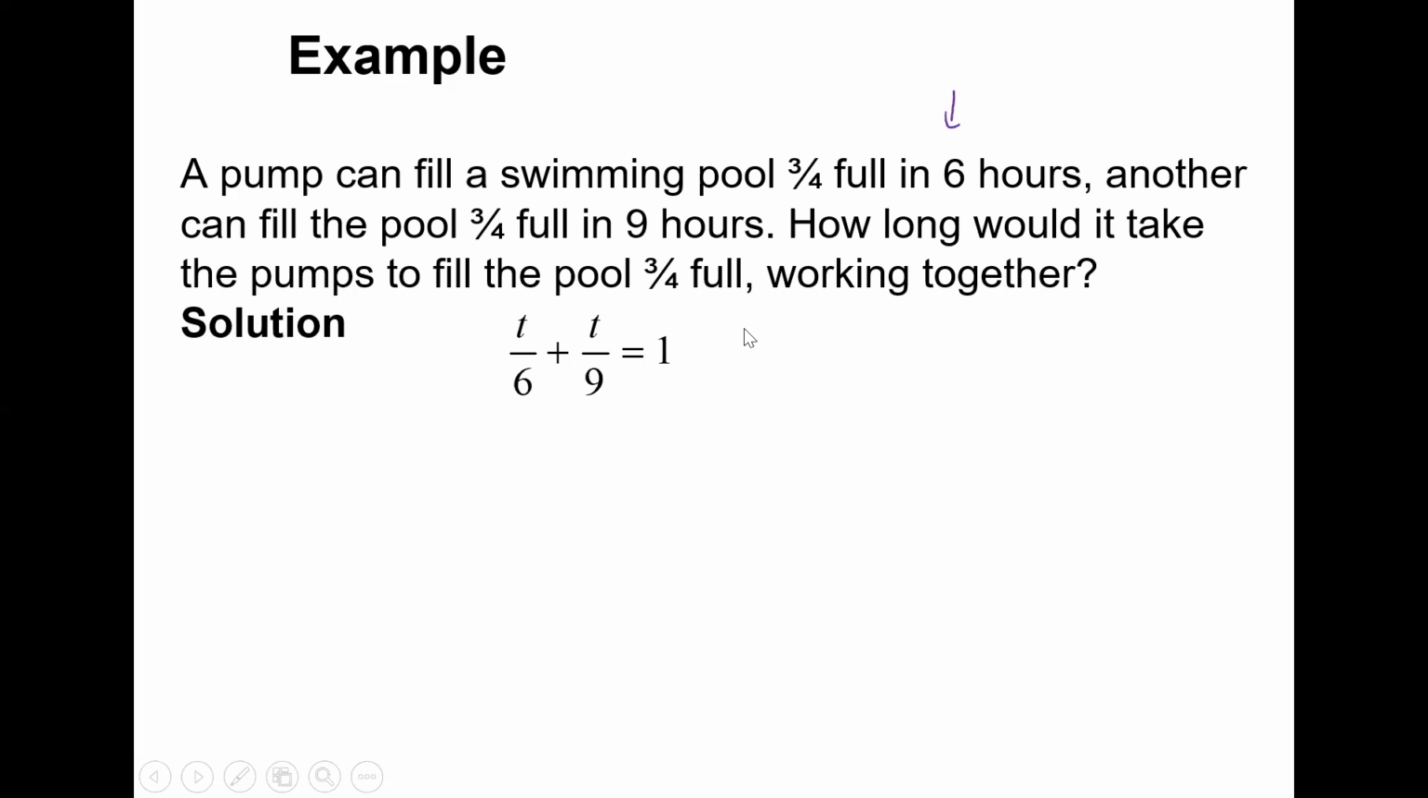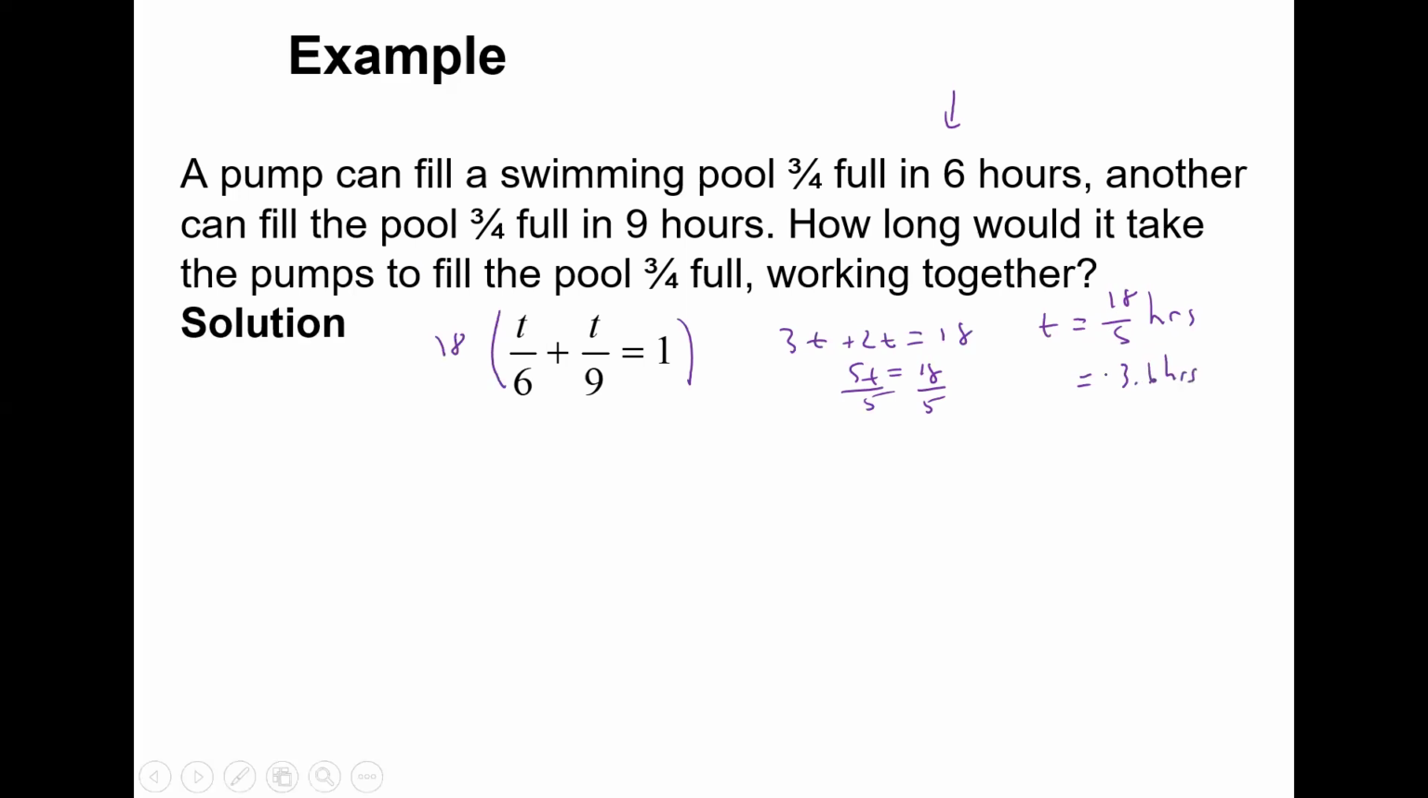Now I'm going to do this a little differently. I'm going to look and see what is a common denominator. And I see that if I multiply this by 18, I'm going to have 3t. Here I'm going to have plus 2t equals 18. So I get 5t equals 18, or t is equal to 18 over 5, and this is going to be hours. Now, we could rewrite it as a mixed number, and that would be fine as well. We could also write it as a decimal, so that's going to be, I think, 3.6 hours.